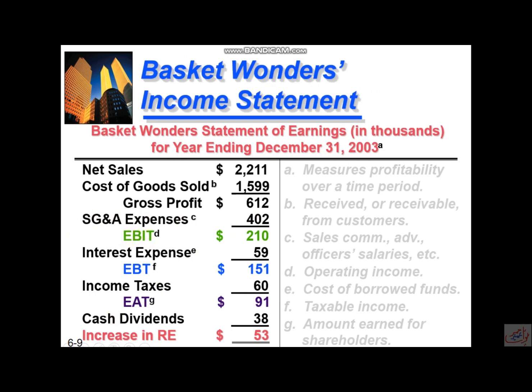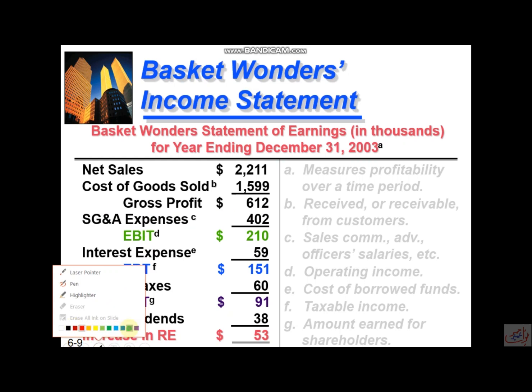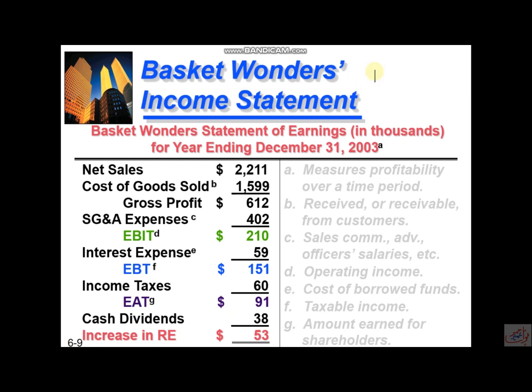What is EBIT? Let me clear you on what EBIT is. I will write it here: earnings before interest and tax. So the EBIT full form is earnings before interest and tax. Okay, so EBIT is 410. Then we will deduct interest from EBIT, so we will find EBT.